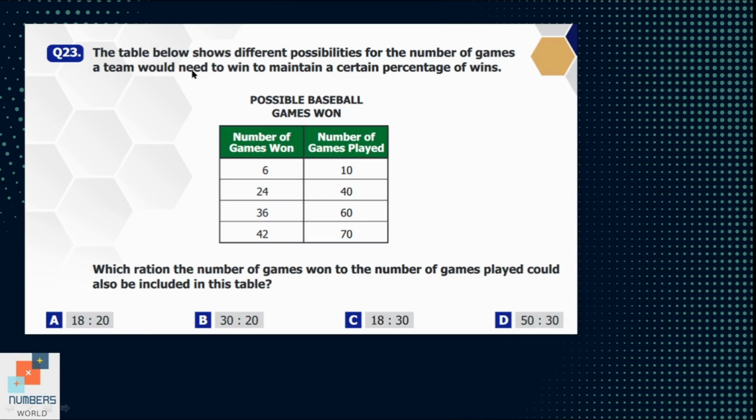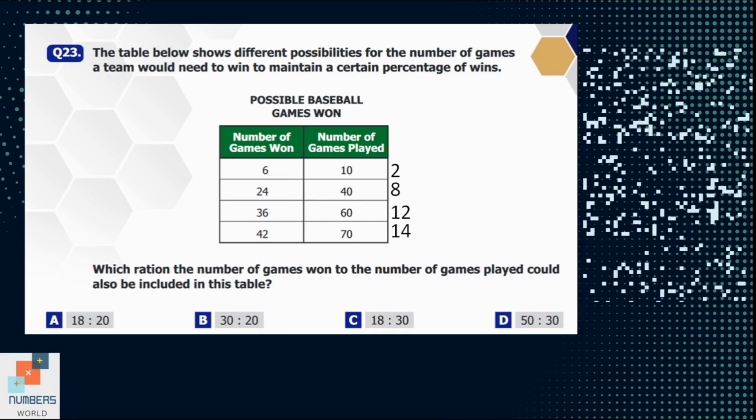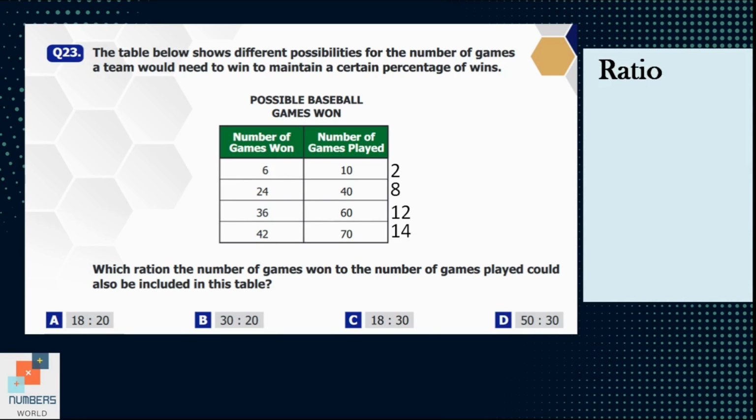Question number 23. The table below shows different possibilities for the number of games a team would need to win to maintain a certain percentage of wins. Which ratio, the number of games won to the number of games played, could also be included in this table? So first of all, we can calculate the common ratio of all the rounds of games. If we divide 6 and 10 by 2, 24 and 40 by 8, 36 and 60 by 12, and 42 and 70 by 14, the constant ratio is 3:5.